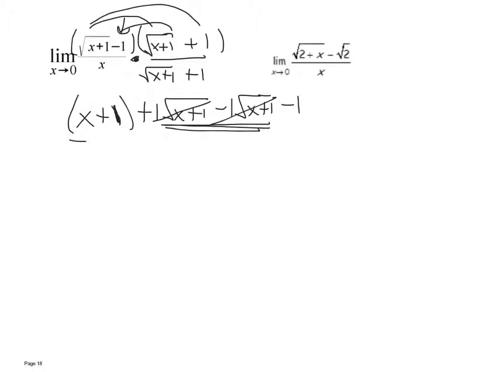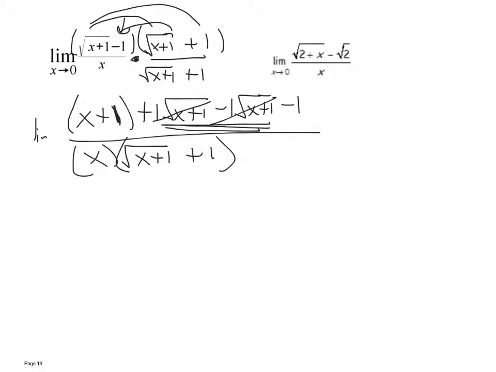So our top actually ends up looking a lot less crazy. Now our bottom, on the other hand, looks worse than ever, but we don't care as long as our bottom ends up being nicer when we factor and cancel. All right, so my top right now, since I cancel these guys out, I subtracted them and they eliminate each other. I have x plus 1 minus 1.